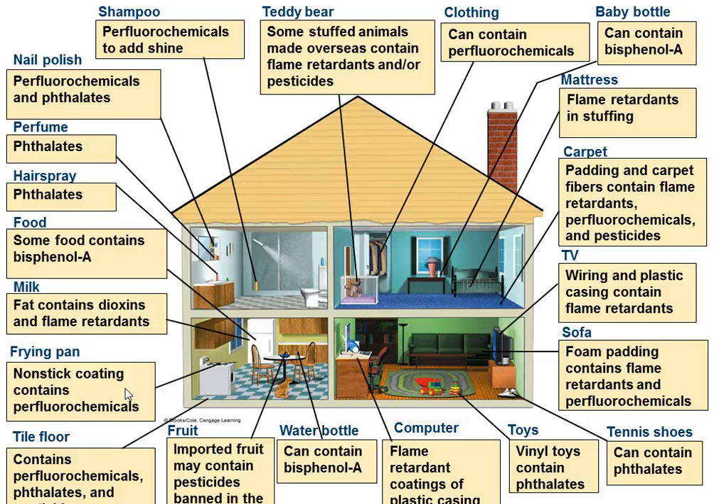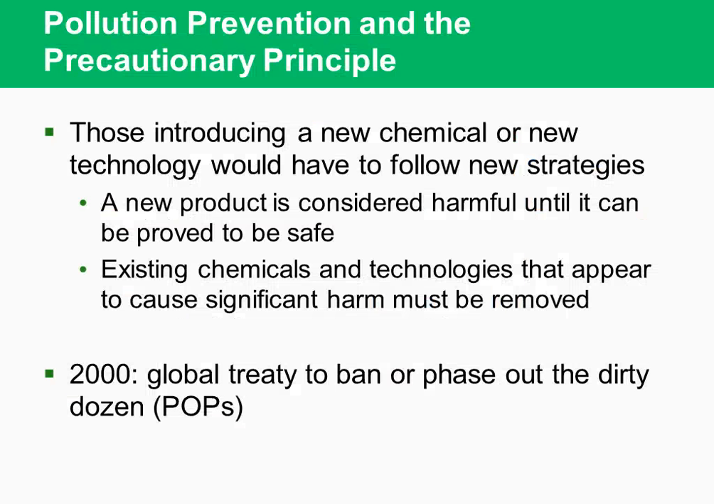Milk contains dioxins and flame retardants. Dioxins again are one of those fat solubles, and so it gets into the milk, which is a fatty substance inside the cow, and then it gets passed on to you and into your fat cells. Food contains BPA, hairspray phthalates, perfume phthalates, nail polish, those phthalates again, and perfluorochemicals. And we'll see another list when we get to the pollution chapter of some other ways that your house can be harmful. But this is some serious stuff going on right inside of your house.